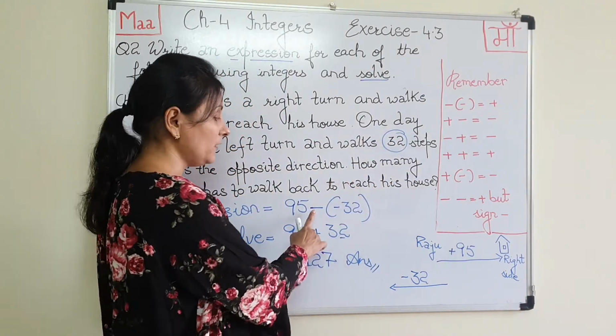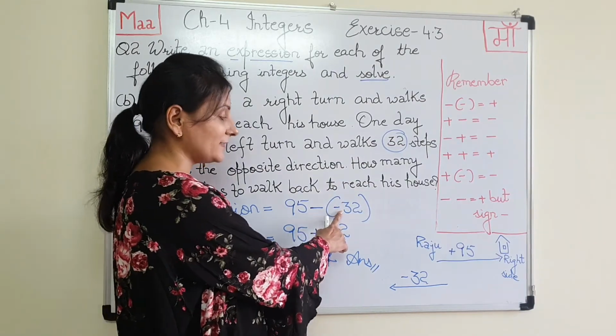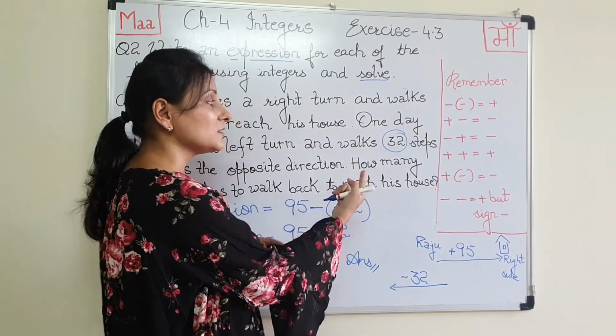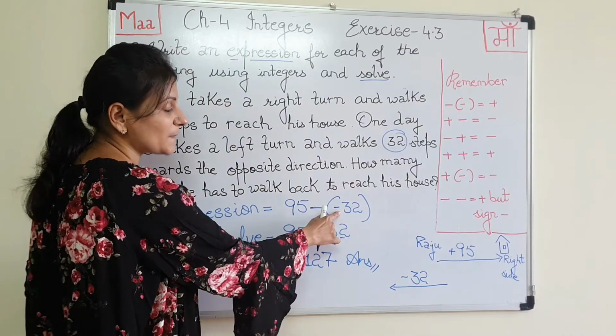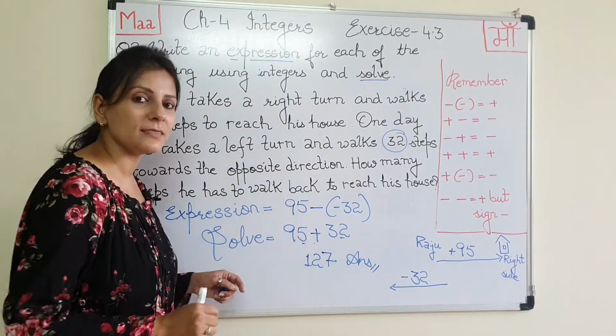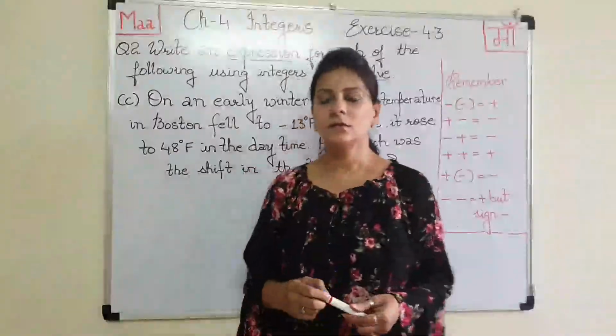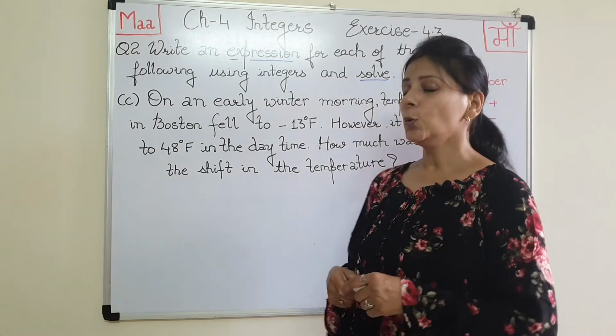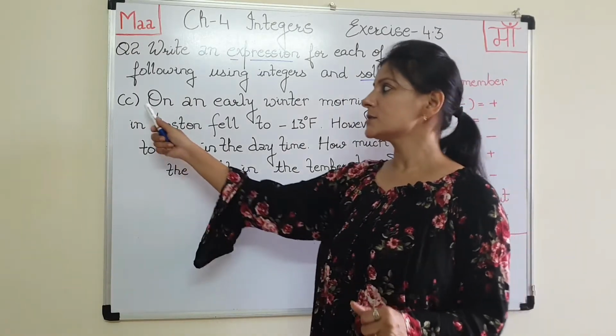So it will be, remember, minus outside the bracket and then minus because he has taken the opposite direction. So this minus sign is of opposite direction, -32, which will become plus in the next step. Fine? Yes. Now the next question is C part.